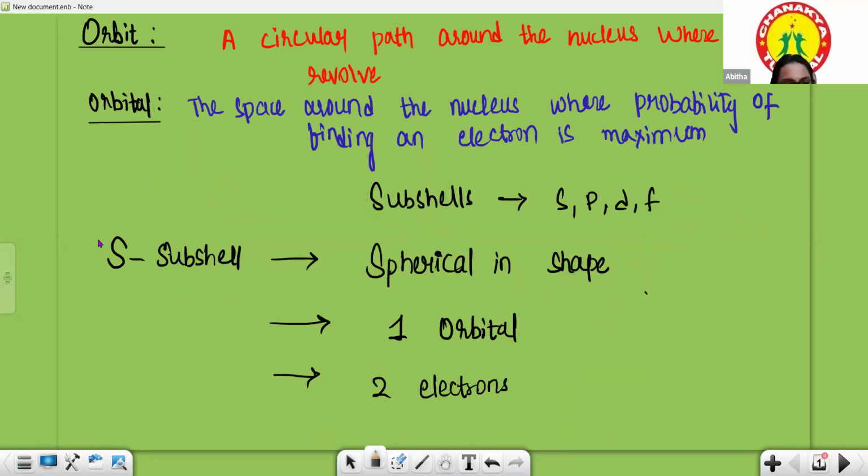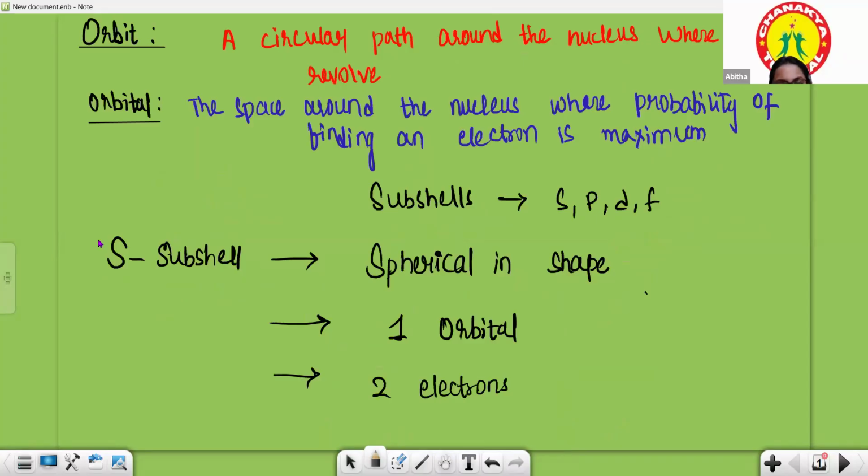Let me explain once again. What is an orbit? An orbit is the circular path around the nucleus where electrons revolve. And an orbital is the place where you can find an electron. Now we have seen 4 types of subshells.